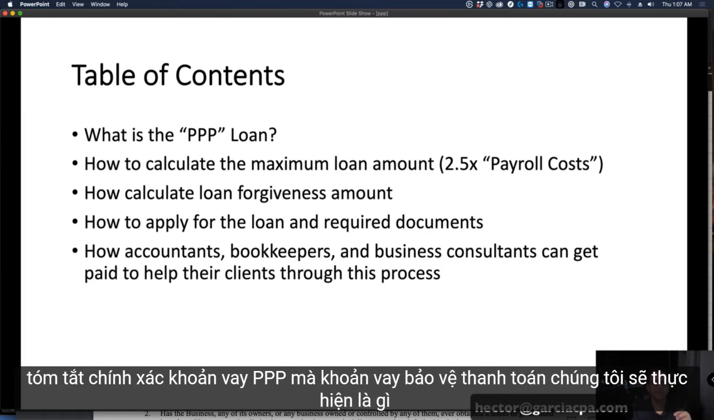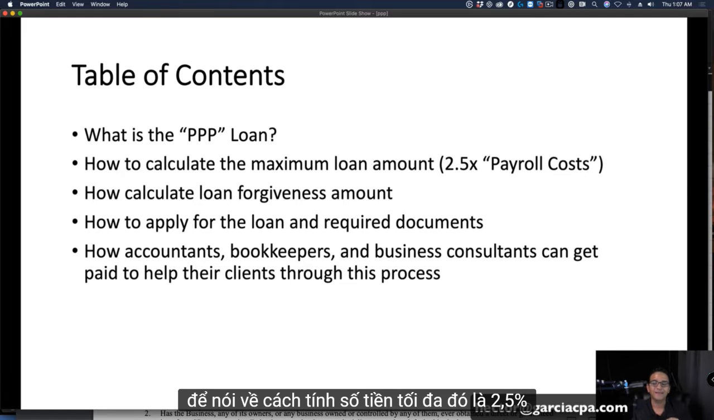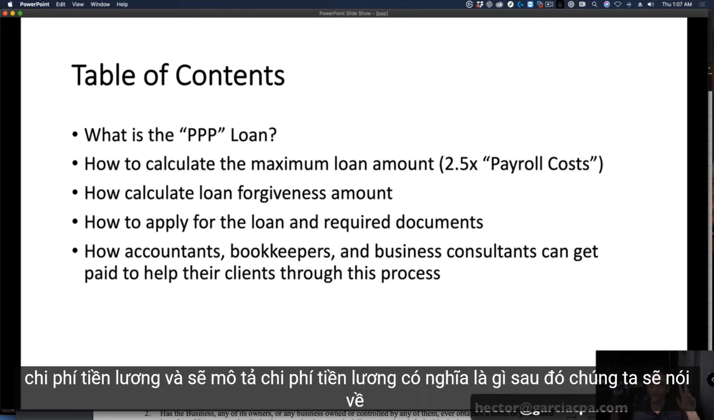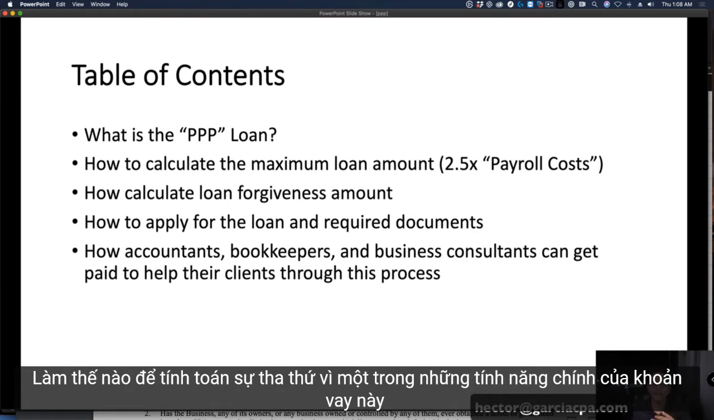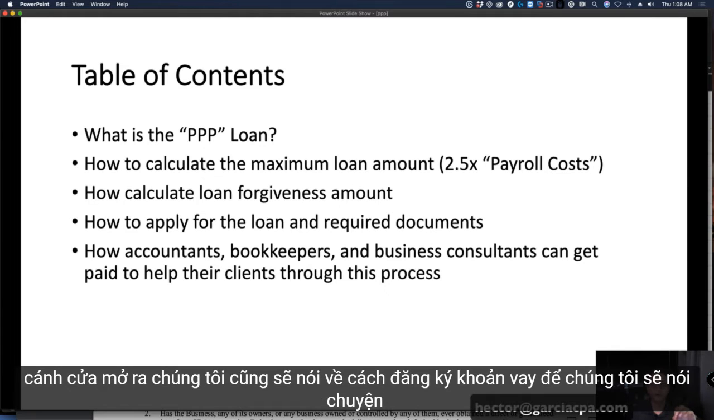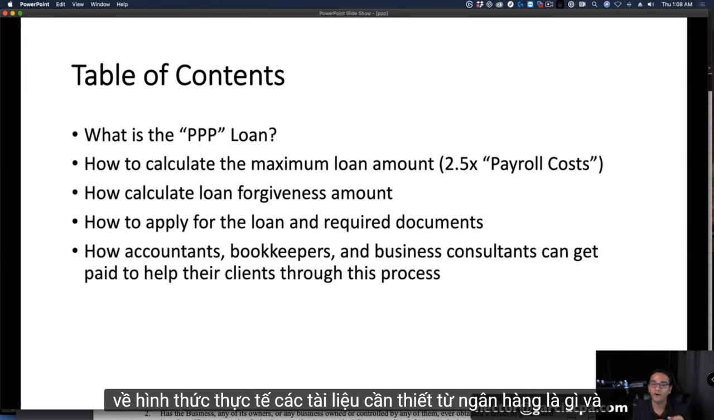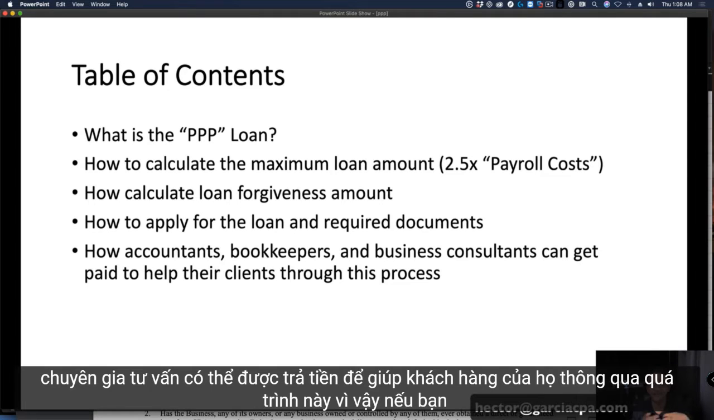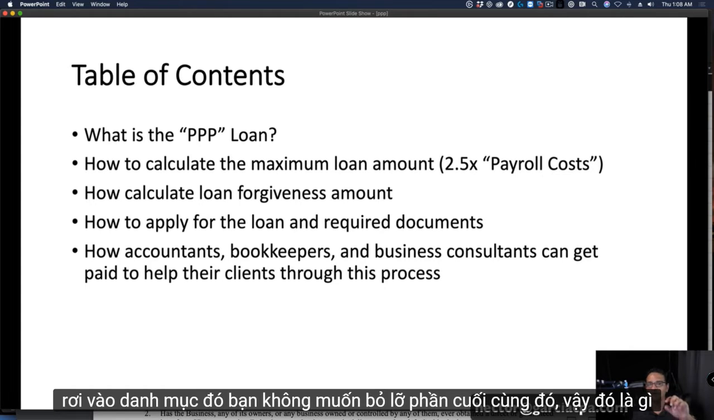But first, let's do a quick summary of what exactly is the PPP loan, the payment protection loan. We're going to talk about how to calculate that maximum amount, which is 2.5 times payroll cost, and we'll describe what payroll cost means. Then we'll talk about how to calculate the forgiveness, because one of the major features of this loan is that it will be forgiven. It will be free money for business owners to keep the doors open. We'll also talk about how to apply for the loan. So we'll talk about the actual form, what are the required documents from the bank. And lastly, we're going to talk about how accountants, bookkeepers, and business consultants can get paid to help their clients through this process. So if you fall into that category, you don't want to miss that very last part.